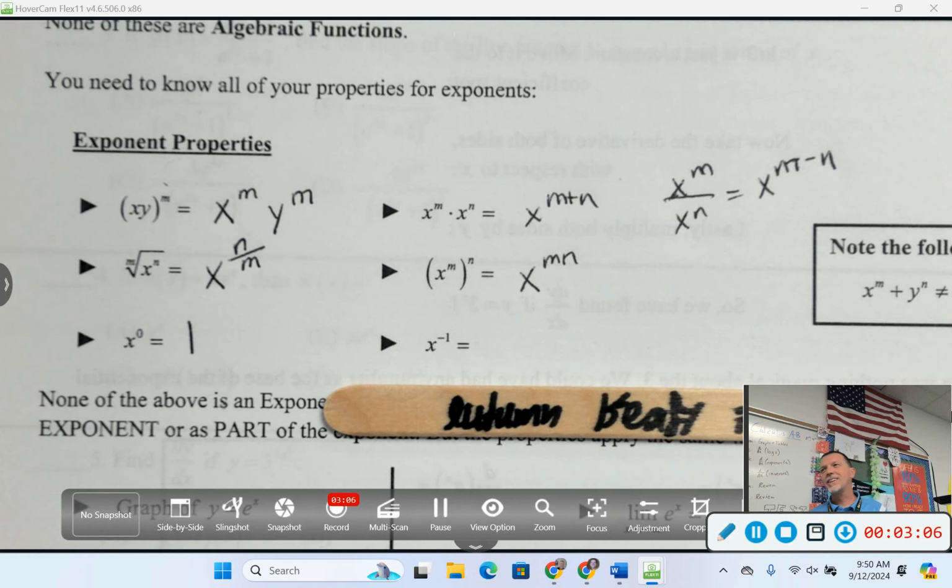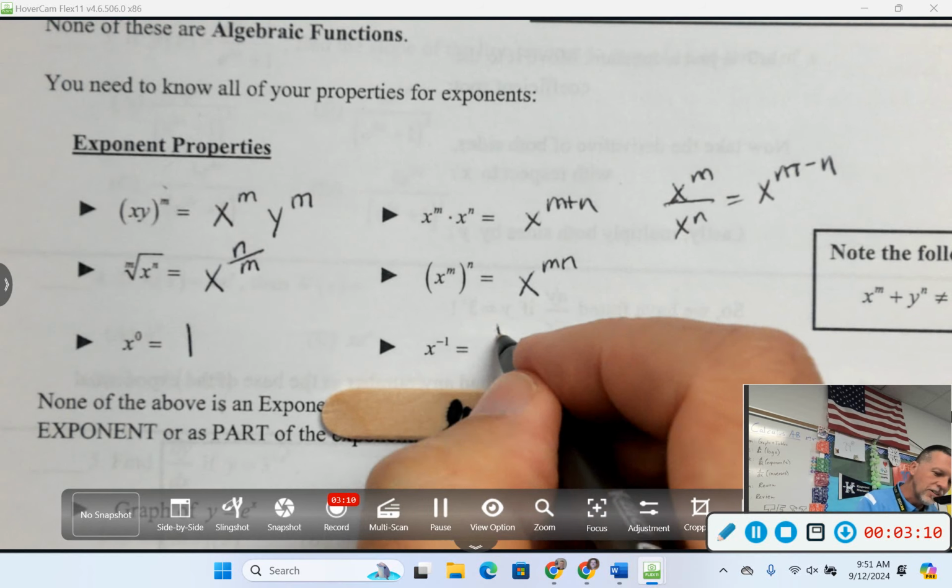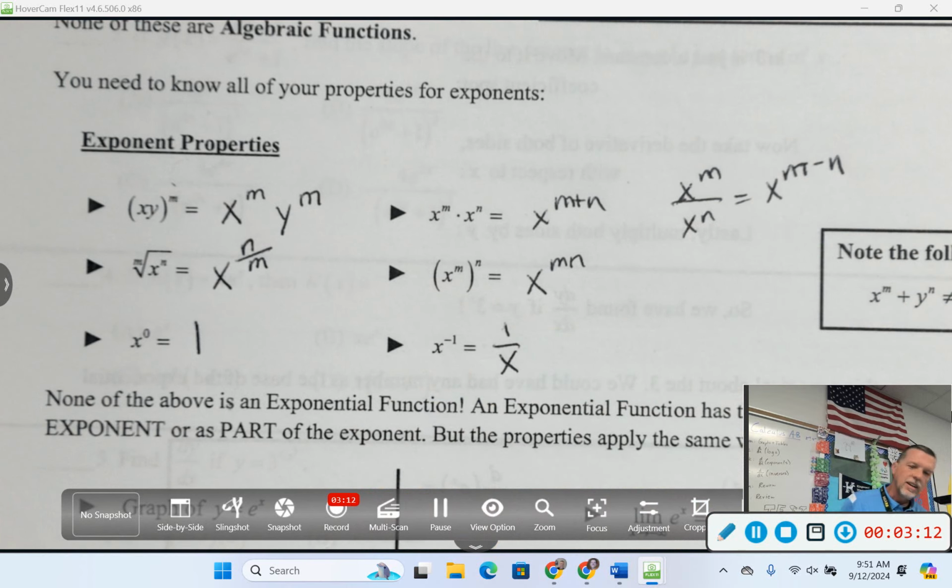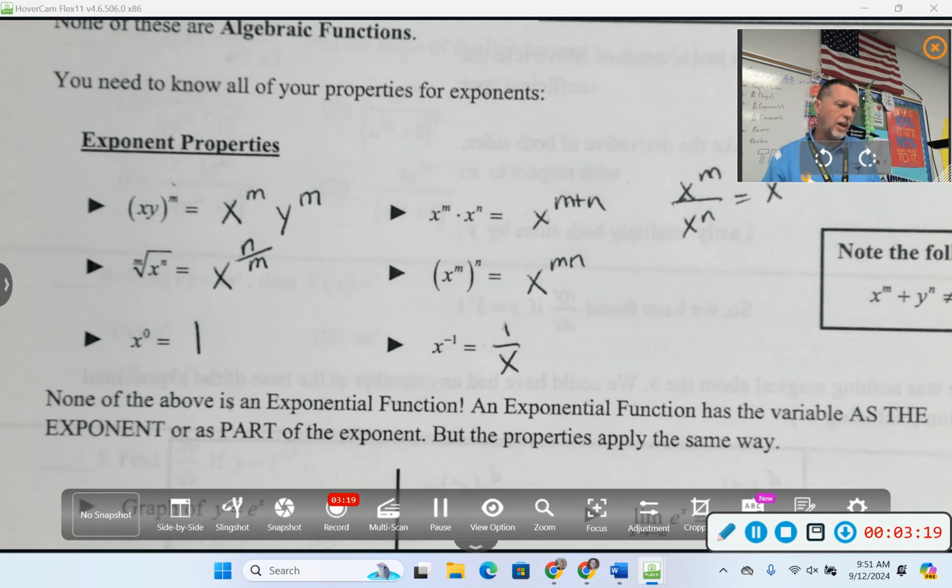Autumn, how about x to the negative 1? What's the negative exponent do? Flips it over, 1 over x. Good. Again, that's all algebra review, but it's important stuff, and we'll continue to use that as we take derivatives.